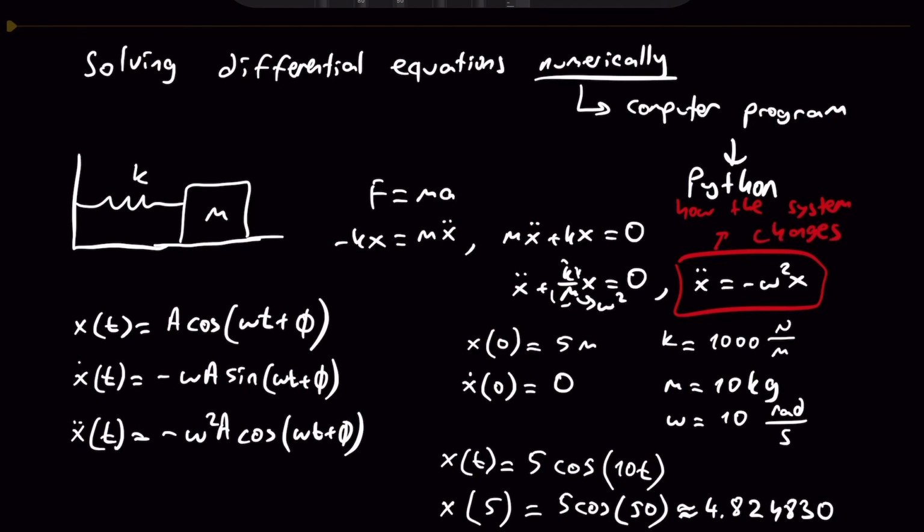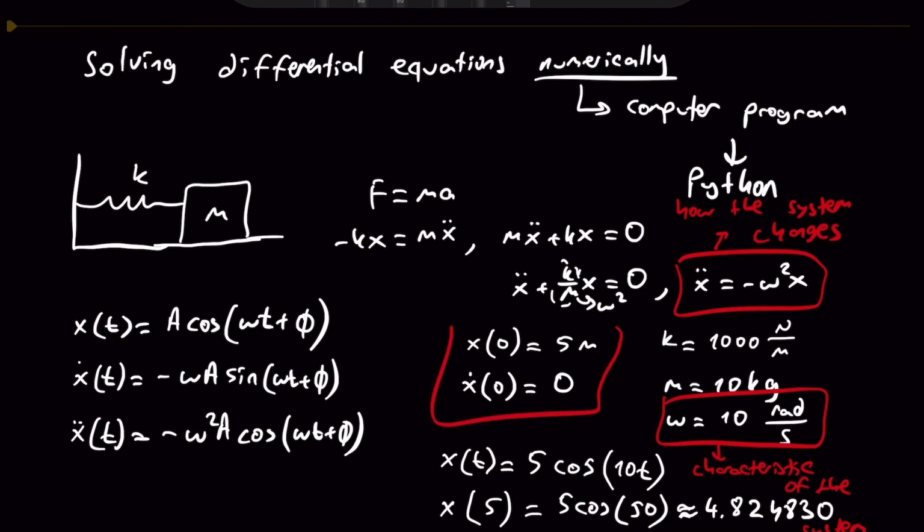This is a characteristic of the system. So let's write characteristic. I think I spelled that wrong. Who knows? Characteristic of the system. That's the characteristic of the system. And these are telling us how the system starts.